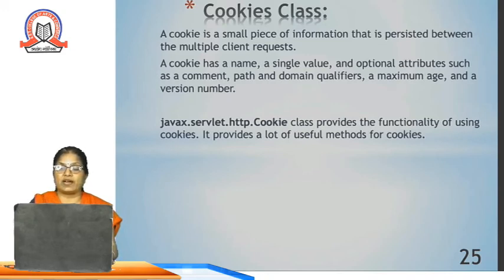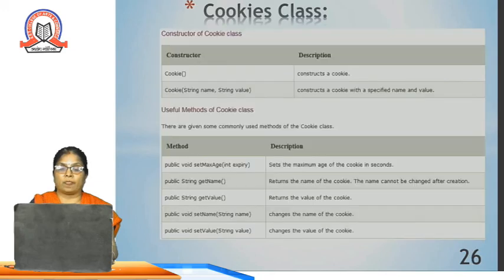The javax.servlet.http.Cookie class provides the functionality of using cookies. It provides a lot of useful methods for cookies. These are the constructors and methods of the Cookie class. The default constructor creates a cookie, and the parameterized constructor, with String name and String value, constructs a cookie with a specified name and value.